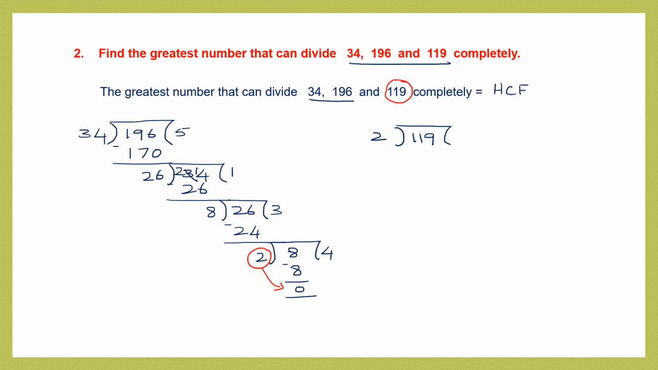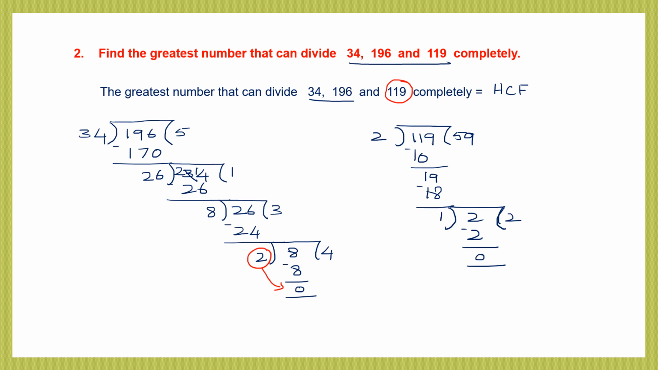Okay, so 2 5s are 10, minus 19, 2 9s are 18, minus, we have 1. Now we put 1 outside and we put 2 inside. So here we get 1 2s are 2. Now we minus, we get the remainder 0.